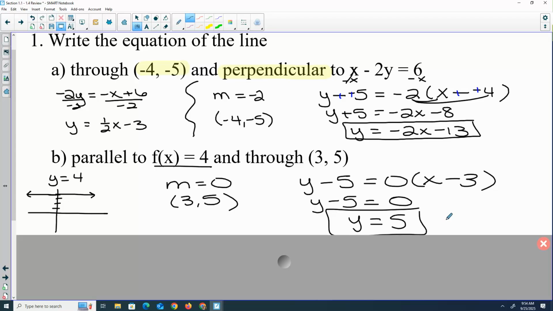Any questions there? What if we had done a line perpendicular to that? What kind of line is perpendicular to a horizontal line? Yep, the vertical line, the slope undefined. So it'd be x equals a number. So if it's going through this point, it would have to be x equals 3. All right. Any questions about those writing equations?